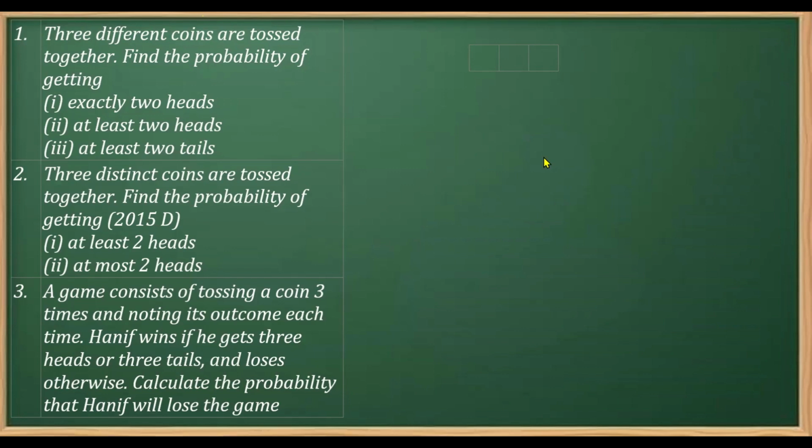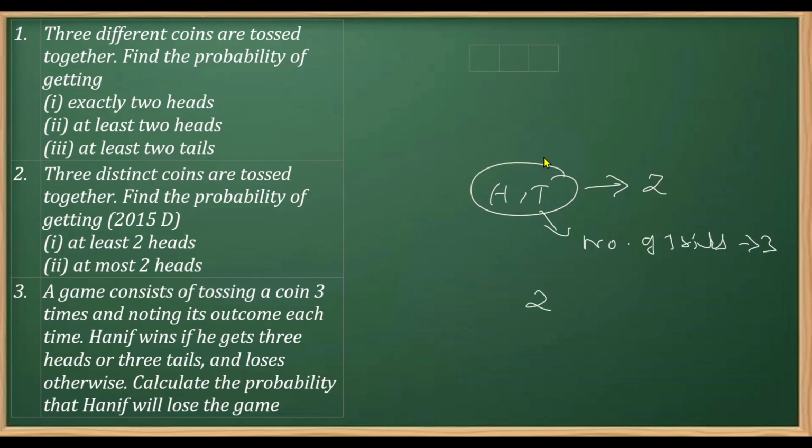First of all, you should know that there are 2 possible outcomes, that is head and tail. So the number of outcomes is 2. And then we will look for the number of trials, or it could be the number of coins. It's all the same. It is 3. So therefore the total possible outcomes will be 2 raised to the power 3, that is equal to 8.